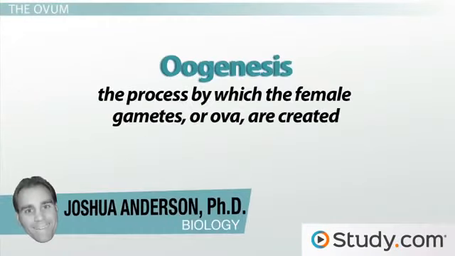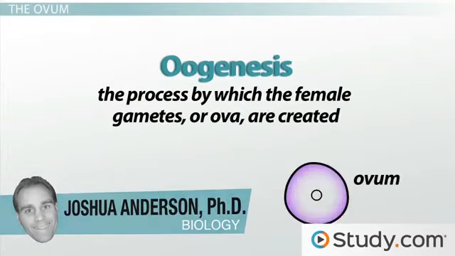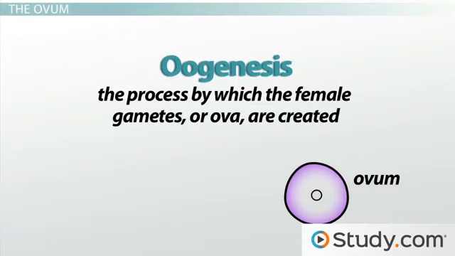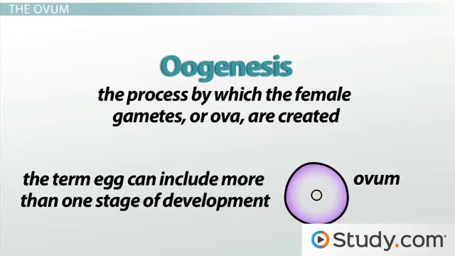Oogenesis is the process by which the female gametes, or ova, are created. The female gamete is called an ovum. Sometimes people will refer to female gametes as eggs, but the term egg can include more than one stage of development, and the definition of an egg also changes depending on the type of organism.